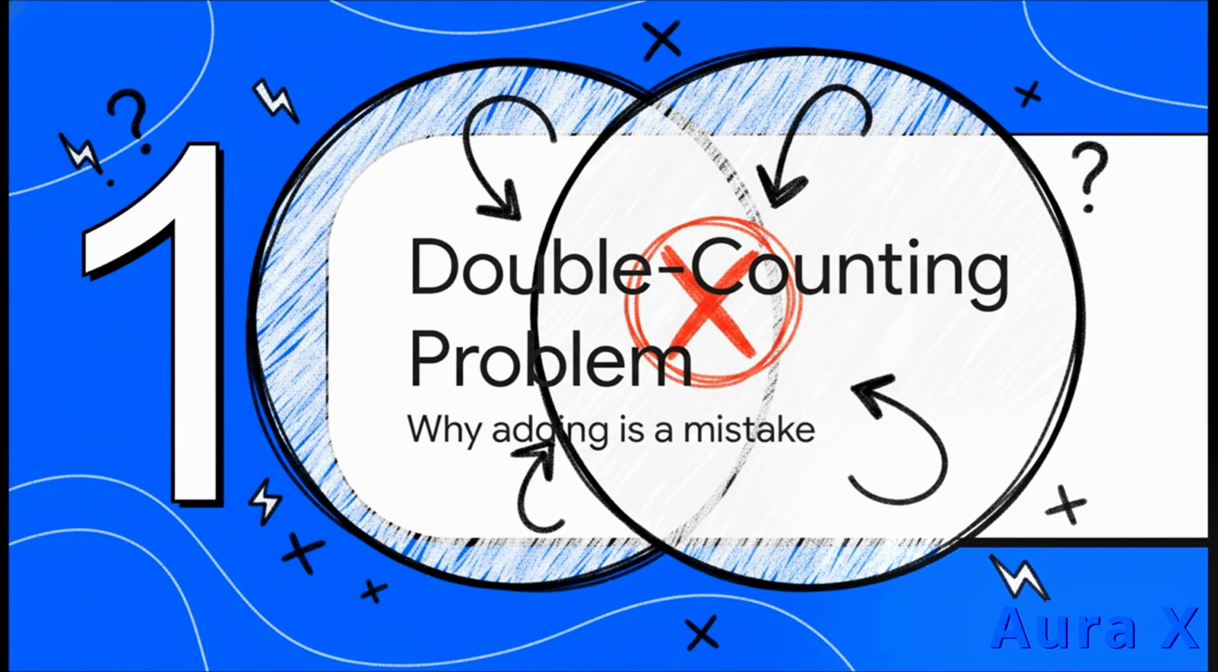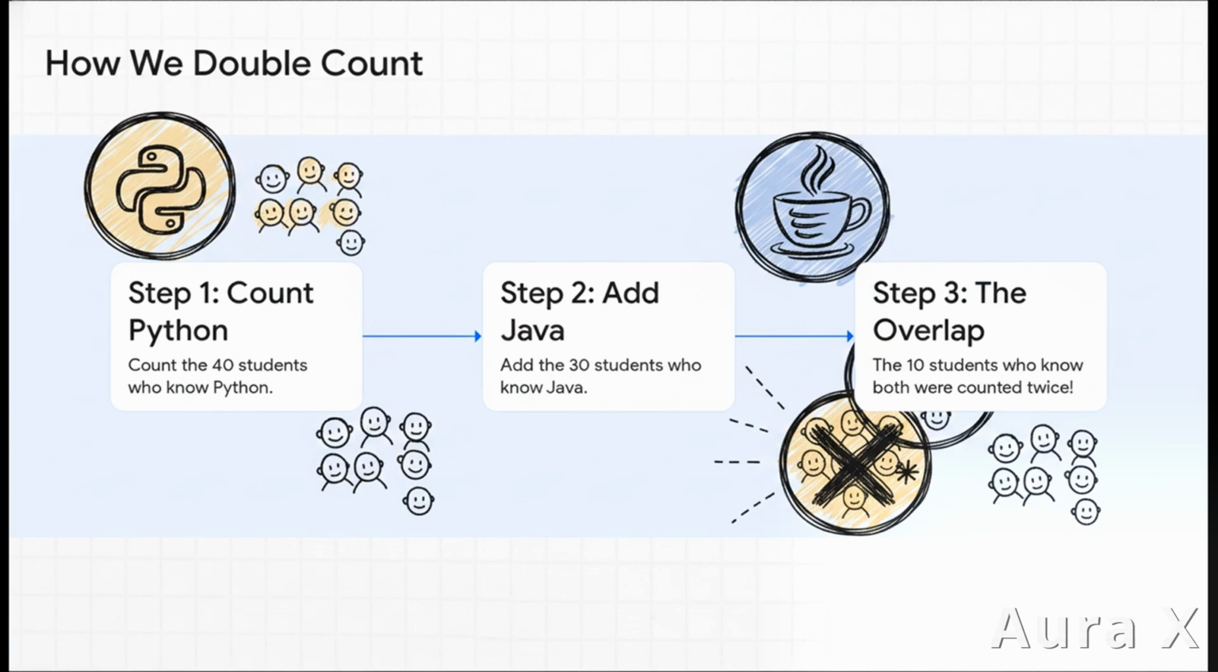So let's break this down. Let's figure out exactly where that simple addition goes off the rails. This right here is the heart of the problem we need to fix. Let's trace our steps, shall we? First, we count the 40 students who know Python. Easy enough. Then we go and add the 30 students who know Java. But wait a minute, what about those 10 students who know both languages? Well, they were in that first group of 40, and then we counted them again in the second group of 30. We've counted them twice.